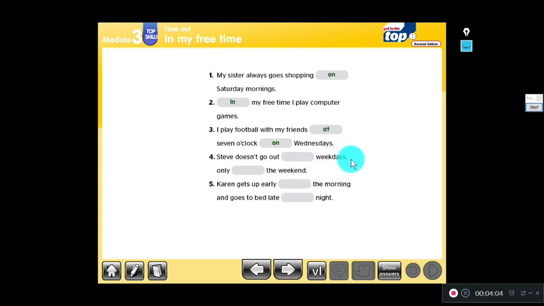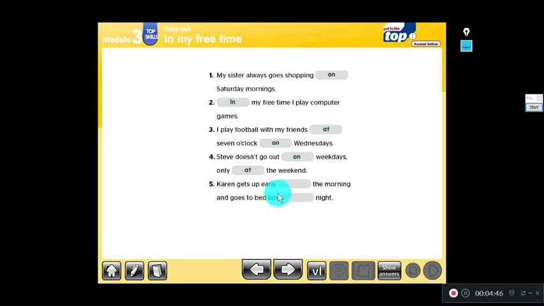Steven doesn't go out weekdays. Los días de la semana, weekdays. ¿Qué era? On again, on weekdays. Recordemos, weekdays se refiere a los días de la semana. Por lo tanto, ¿quién se empleaba con los días de la semana? On. Only the weekend, el fin de semana. Esta palabra, si bien la podemos catalogar dentro del grupo del on, no es muy común verlo con esa preposición. Lo vamos a ver en general con la preposición at the weekend. Recordemos, weekdays con on, weekend con at.